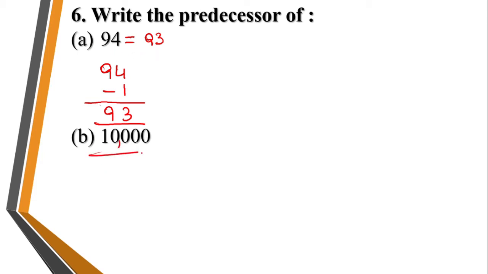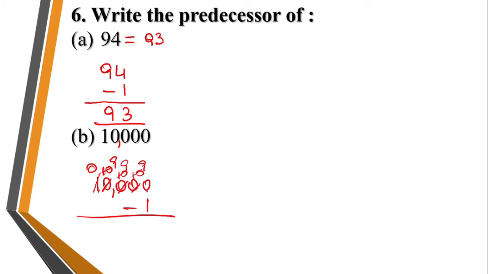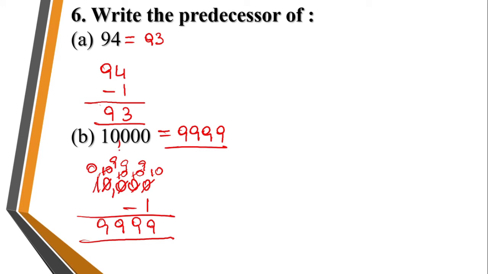Now the next number which we have is 10,000. So we should do 10,000 minus 1. So 0 minus 1 is not possible and we can't borrow with zeros. So we will borrow with 1. So 1 will become 0 and this will become 10 and again 9. So this will become 10 and 9 again. And 0 will become 10 here. So 10 minus 1 is 9 and 9 as this. Again 9 as this and again 9 as it is. So we will get our answer as 9,999. So this is the predecessor of 10,000.